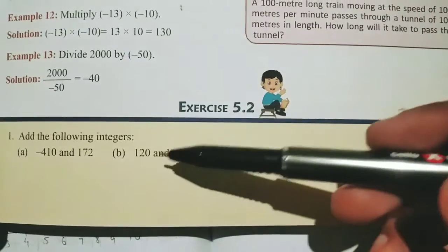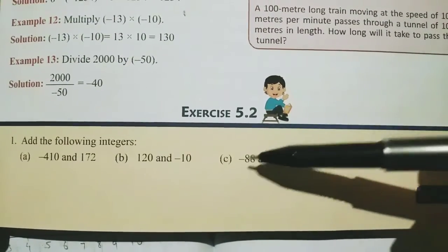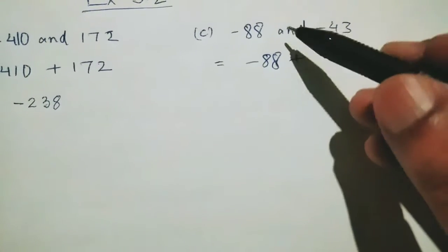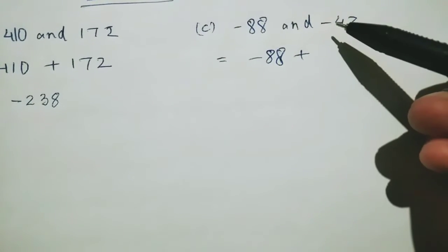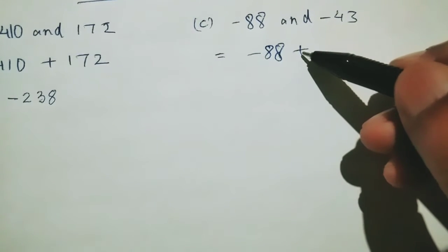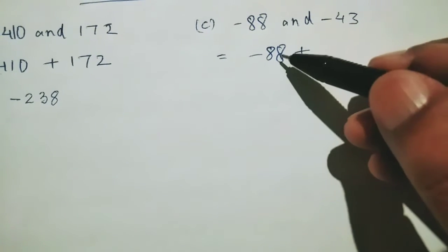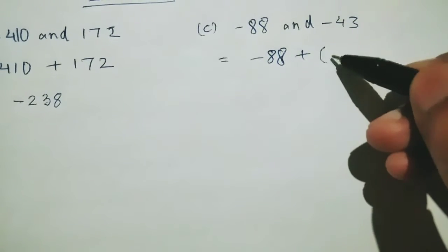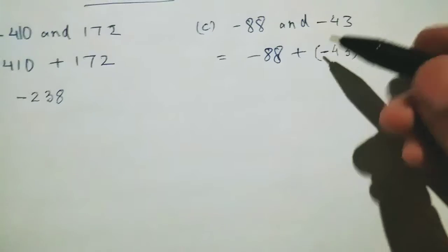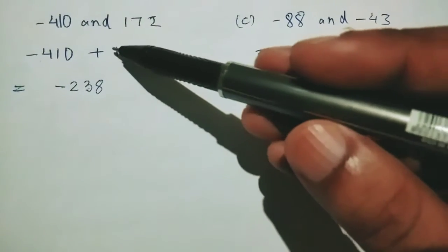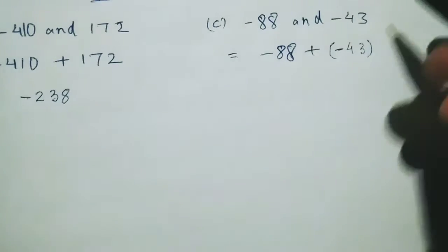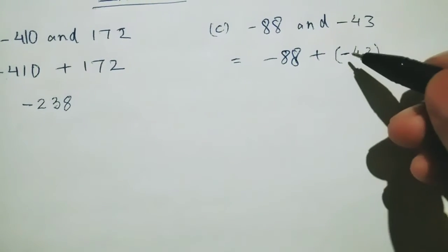Now B number and D number are your homework. Now C number. Here you can see minus 88 and minus 43. So here they are having the same sign. First of all you have to write like this. You have to do the addition. That's why you have to put here plus sign. So minus 88 plus, then you have to give here bracket minus 43, because it is minus sign, so you have to give bracket. Here in this case we have not given the bracket because here it is plus sign. So plus sign and plus sign will become plus sign only.